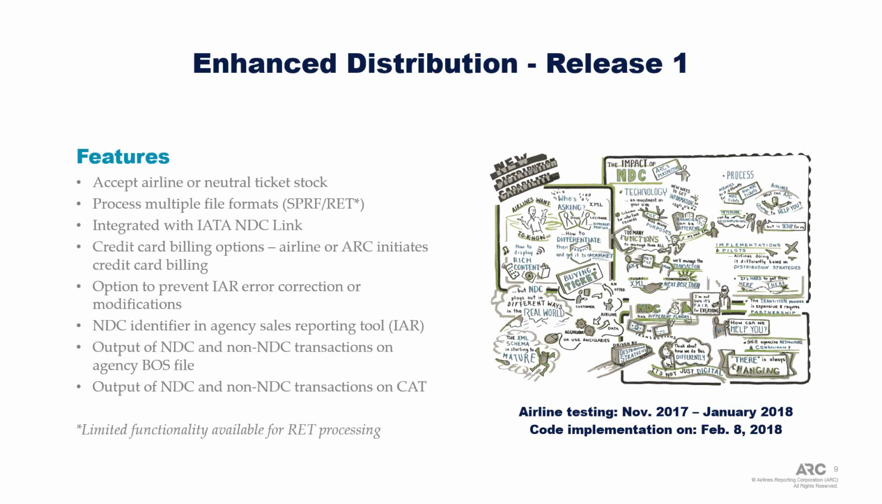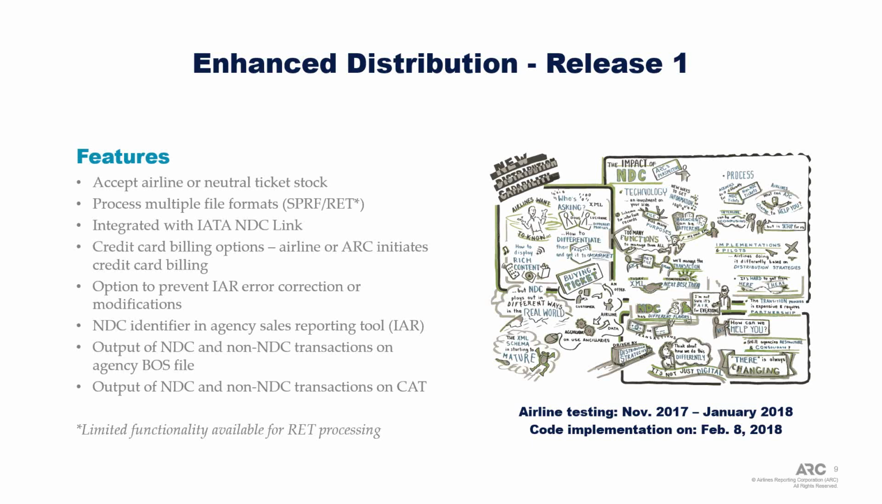So I'll recap. You can have the option to prevent agencies from correcting errors in IAR. You have the option to either allow or not allow voids, refunds, and exchanges in IAR. And then you can allow or not allow modifications for commission, waiver code, tour code, ticket designator, and type B certificate.